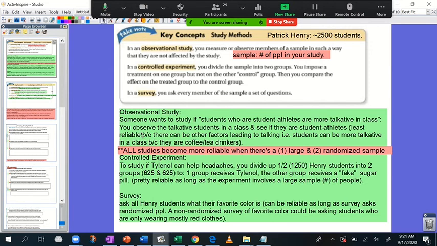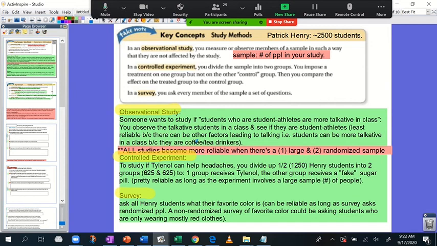Next slide. Any questions so far, folks? So there's basically 3 types of studies. All types of studies become more reliable when there are large and randomized samples. By the way, I think most of you are pretty familiar with an experiment because of your science class, and a survey because I'm sure that you have heard that word before and probably know what it means. Observational study is probably the only new one.